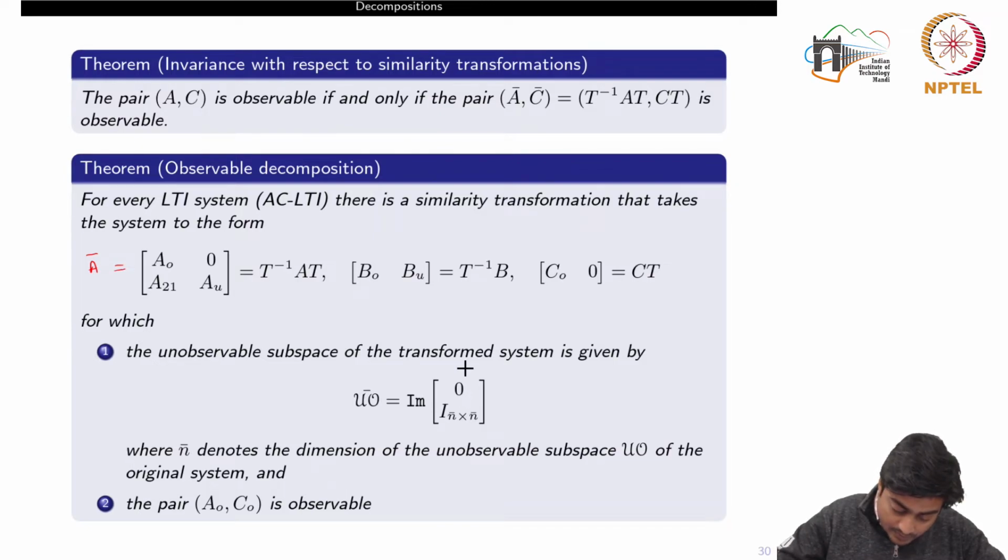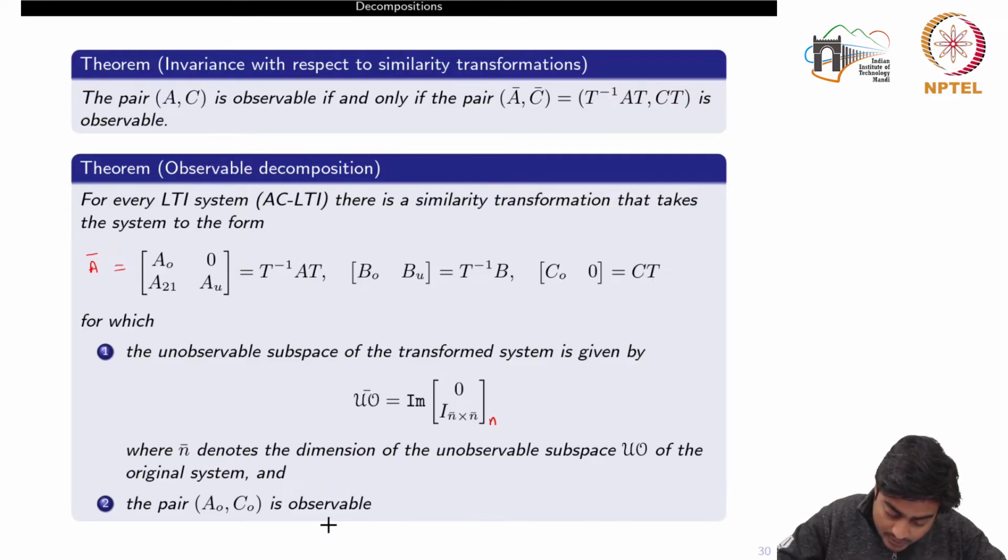So what it says is that U_O bar is equal to the image of this one. The total dimension is n, it cannot be more than n, and in that n there is a number n bar which belongs to the unobservable subspace, where n bar denotes the dimension of the unobservable subspace of the original system. Meaning, among those n states, I cannot observe n bar, but still I can observe n minus n bar, because the remaining pair A_O and C_O, which is of dimension n minus n bar, is observable.